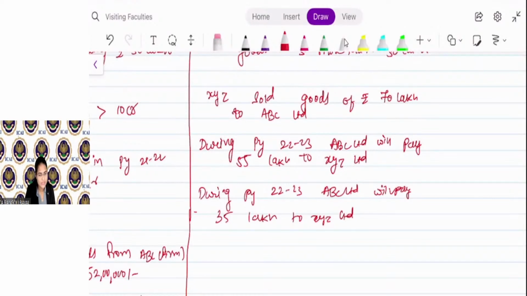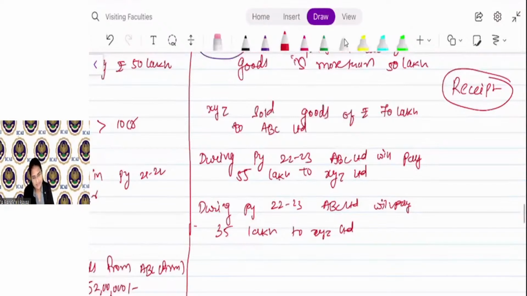Yes or no? Total sale receipt turnover. See, here you have to see only receipt, not the sale price. But yes, as a seller, you have to check whether the last year turnover is more than 10 crore. Then only in current year you have to collect TCS.